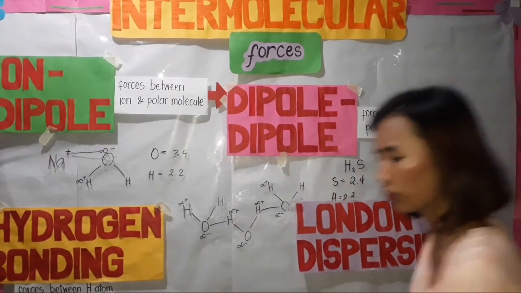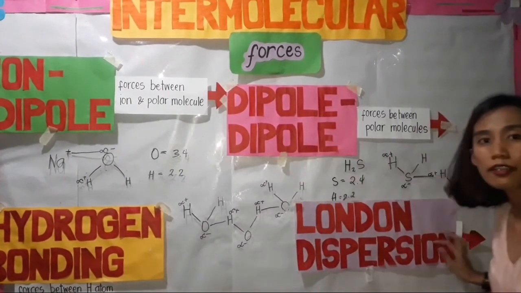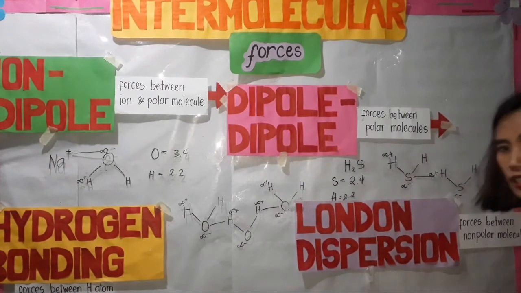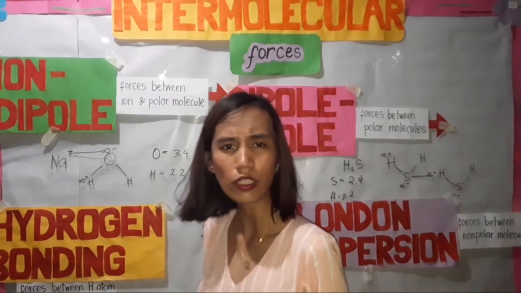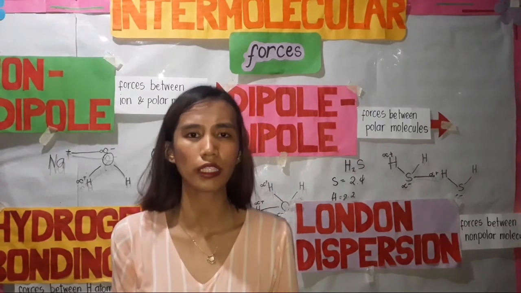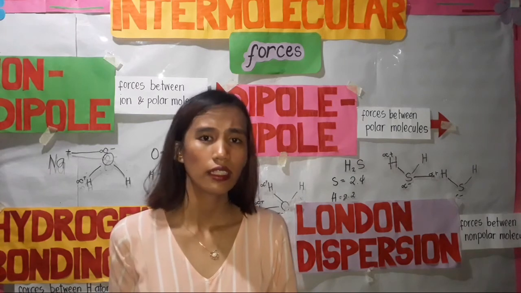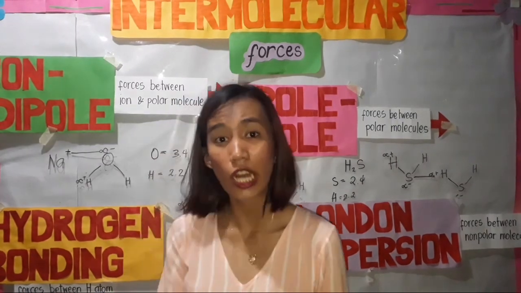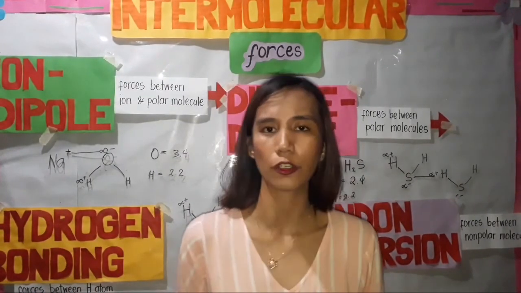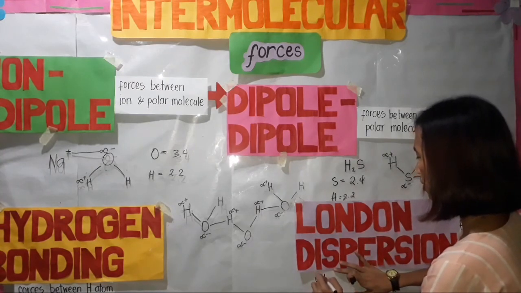The London dispersion. The London dispersion is the attractive force between non-polar molecules. So again, class, what is a non-polar molecule? Yes, very good. In the non-polar molecule, electrons are equally distributed, and they are symmetrically arranged around the central atom. So, for example, methane.